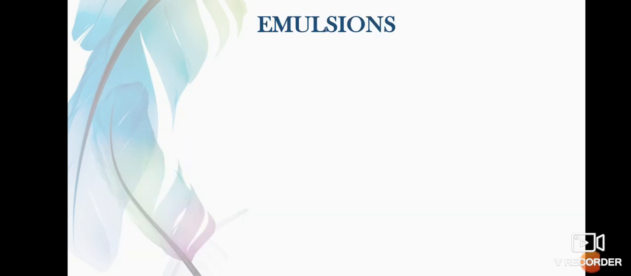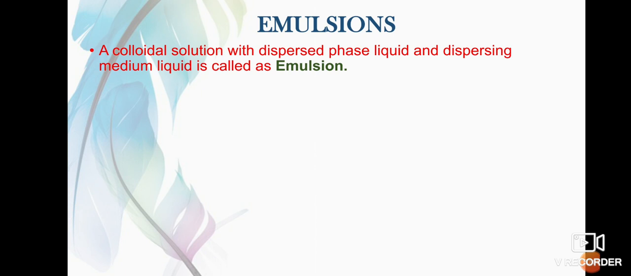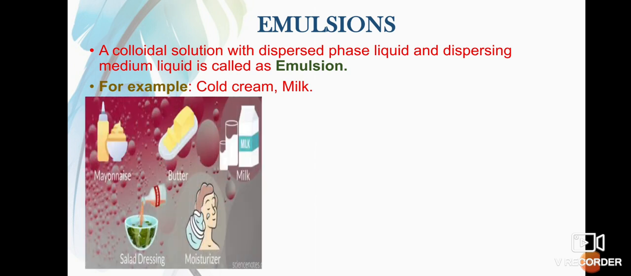Okay, then emulsions. What is emulsion? A colloidal solution with a dispersed phase liquid and a dispersing medium liquid. Both the states are liquid, and this is called emulsions. For example, cold creams, milk. These all come under emulsions.